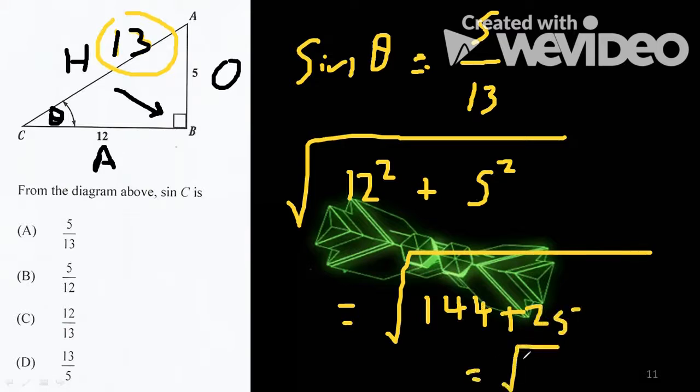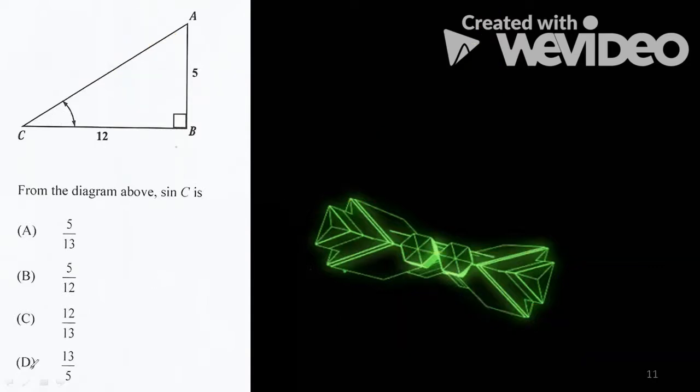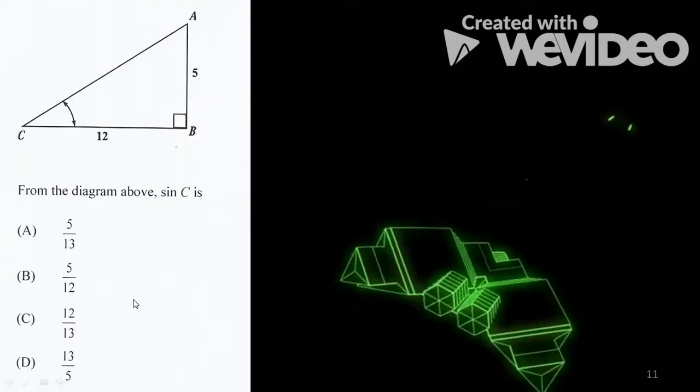So that's 169, and the root of 169 is 13. Anytime we want to find a long side, we add, and when we want to find a short side, we subtract. Alright, so we're going to move on to the next question.